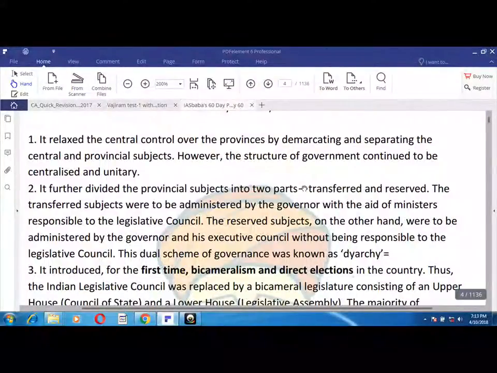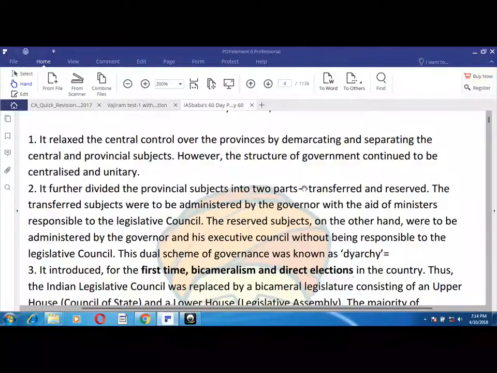It relaxed the central government's control over the provinces by demarcating and separating the central and provincial subjects. However, the structure of the government continued to be centralized and unitary. It further divided the provincial subjects into two parts, transferred and reserved.